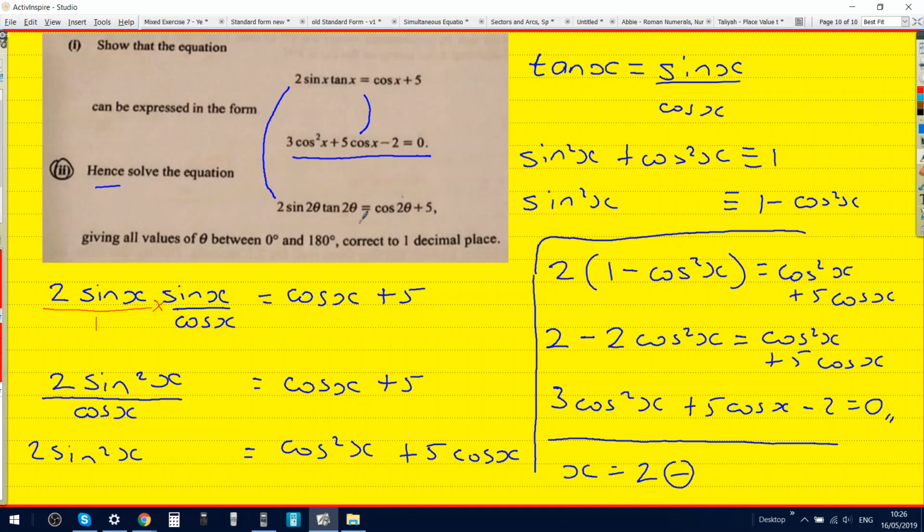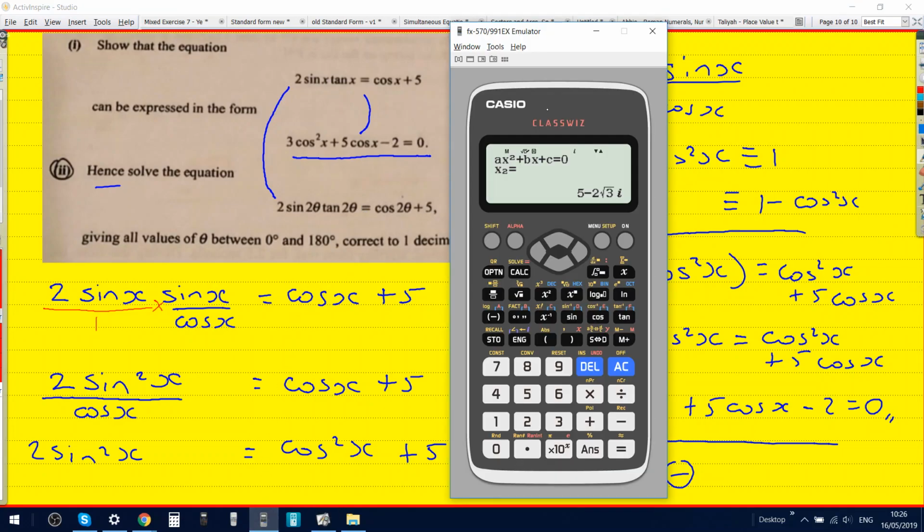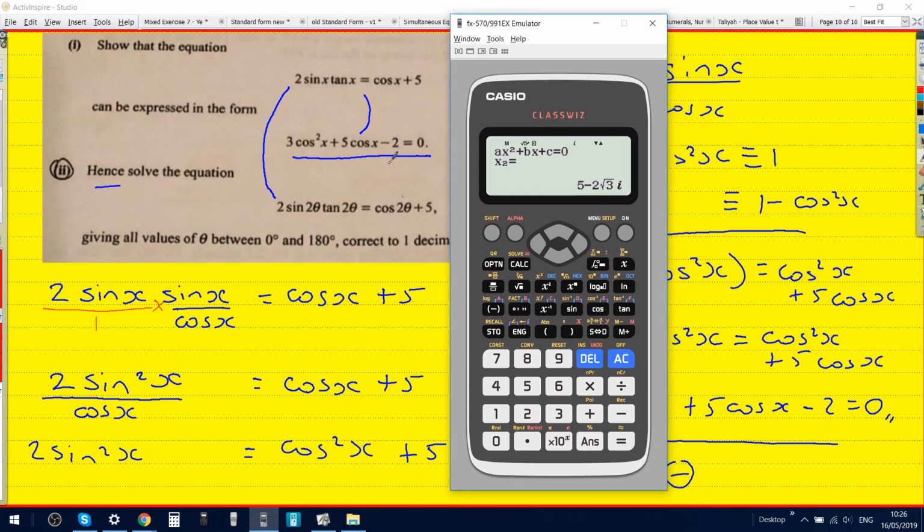Just the middle one. I'm using the middle one to solve the third one. And how do you solve the middle one? Do you sub 2 theta in, or do you factorize it? Even simpler than that, I would just go straight for the calculator because it's a quadratic.